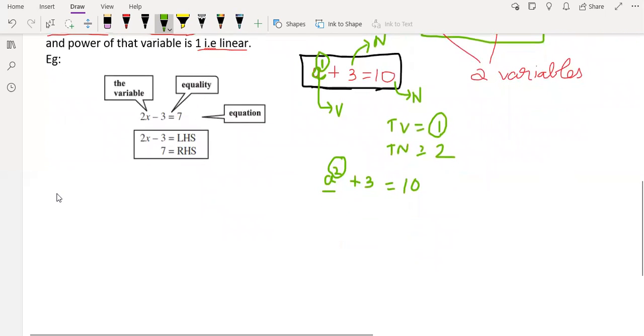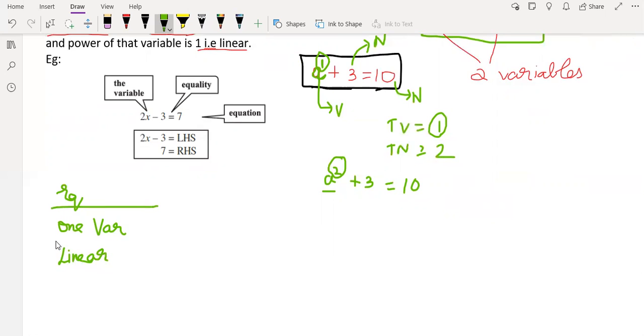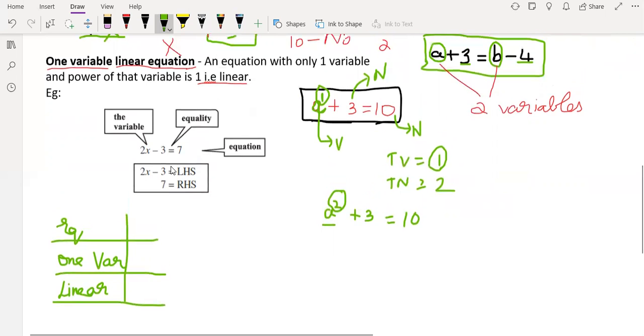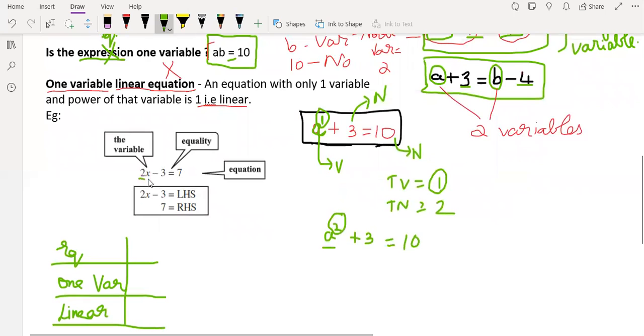So I'll write it down. First we have to check whether it is an equation. Then we have to check whether it is a one variable equation. Then we have to check whether it is linear. To find out this type, let us find all of them. So first, for finding an equation, the left hand side 2x minus 3 is nothing but an expression. 7 is an expression. The equal to sign is there. So therefore this becomes an equation. Done.